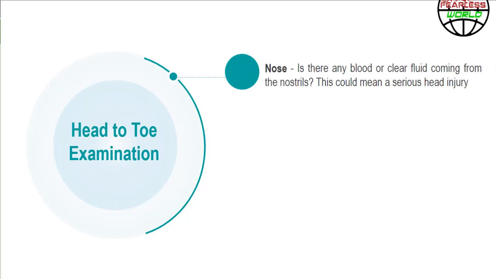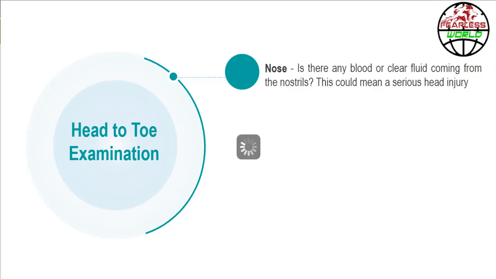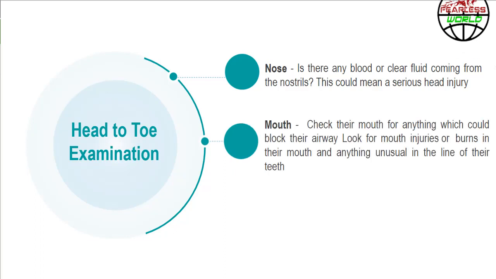Nose. Is there any blood or clear fluid coming from the nostrils? This could mean a serious head injury. Mouth. Check their mouth for anything which could block their airway. Look for mouth injuries or burns in their mouth and anything unusual in the line of their teeth.